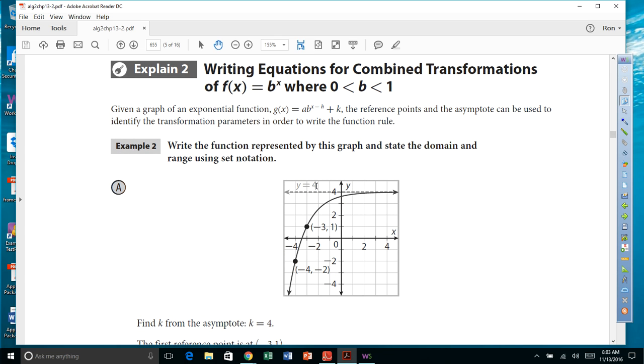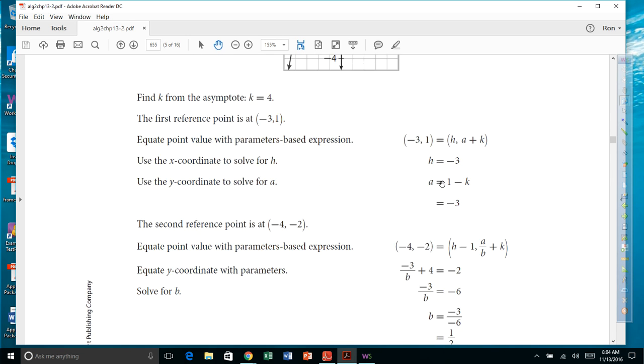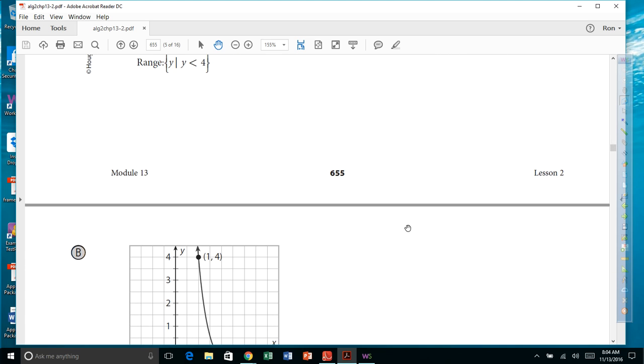Writing equations for combined transformations of f of x equals b to the x, where 0 is less than b is less than 1. Given a graph of an exponential function g of x equals a times b to the x minus h power plus k, the reference points and the asymptote can be used to identify the transformation parameters in order to write the function rules. So let's see, write the function represented by this graph and state the domain and range using set notation. So you can follow along in the book, and then when you get back, we'll do B together. All right.